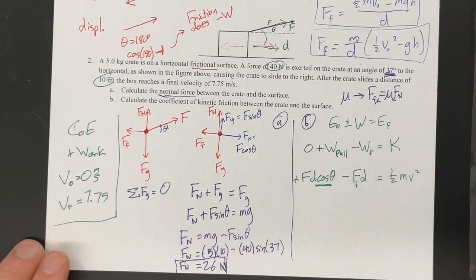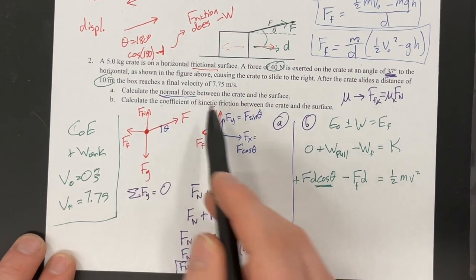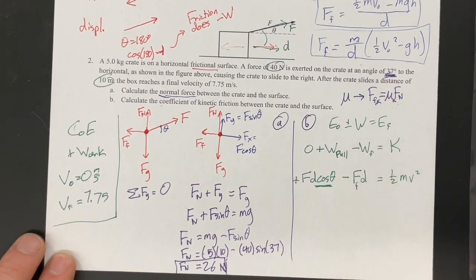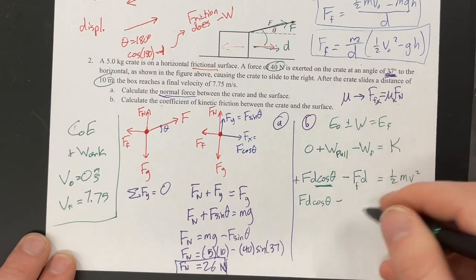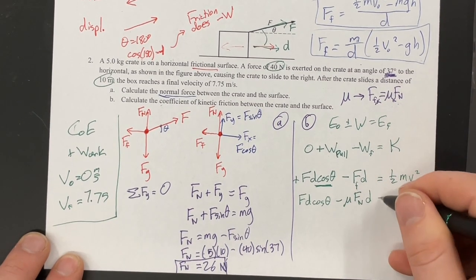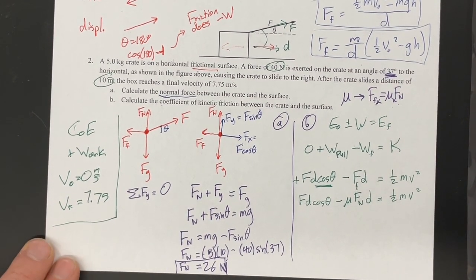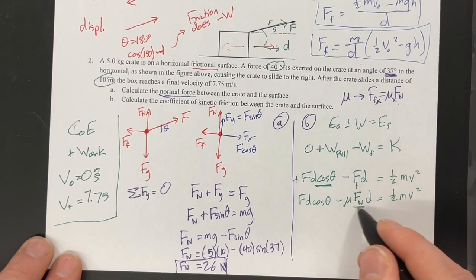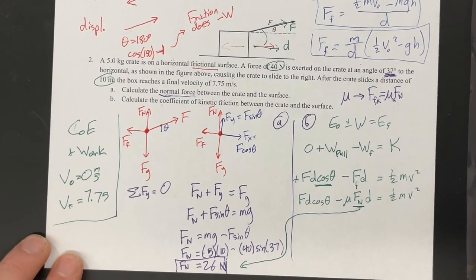Well, we have almost everything able to plug in, just not this force of friction yet, because we need the coefficient, so we've got to plug in mu Fn. So I'm going to do FD cosine theta minus mu Fn times that displacement equals 1/2 mv squared. Oh, it's almost like you were asked to solve for normal force for a reason.